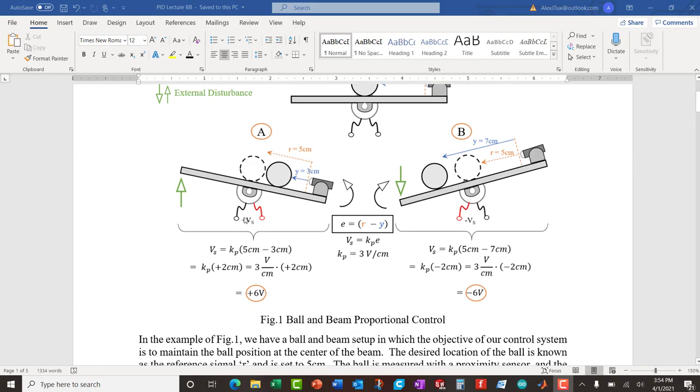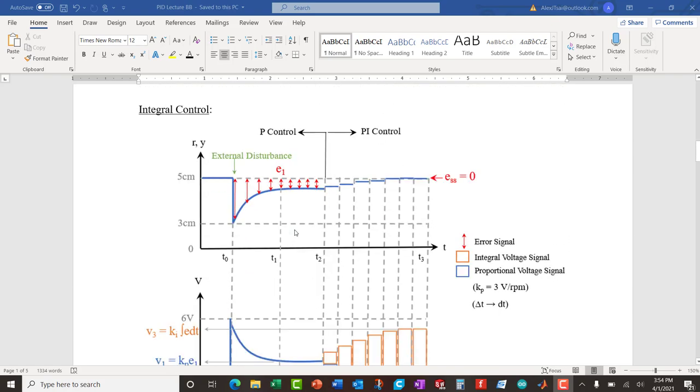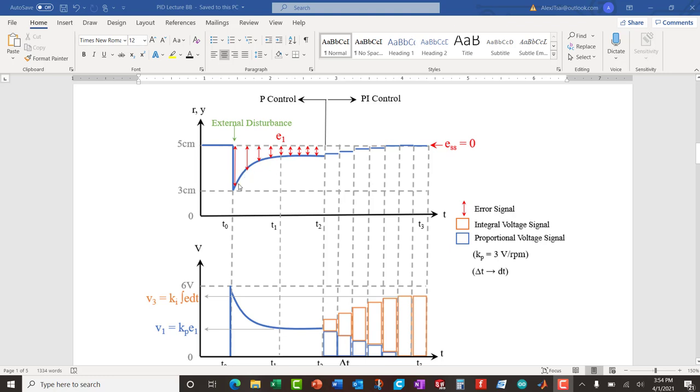So you're sending 6 volts in here, and it wants to completely rotate the beam counterclockwise. Now, as it is rotating counterclockwise, the ball is going closer to the set point, which is R. Okay? So that's what we see in the upper screen here. We see that the ball is getting closer to R, which is 5 centimeters, therefore reducing the error signal. As the error signal is reduced, the voltage to the motor is also reduced because it depends on the error.